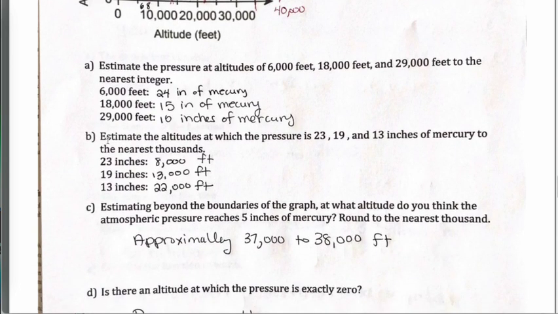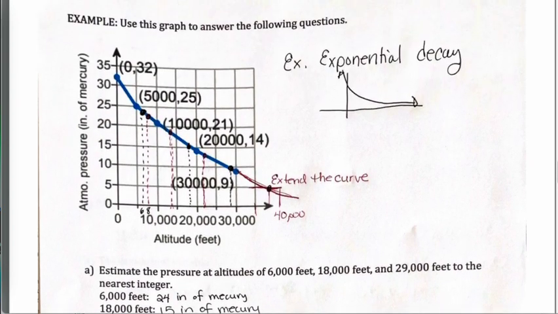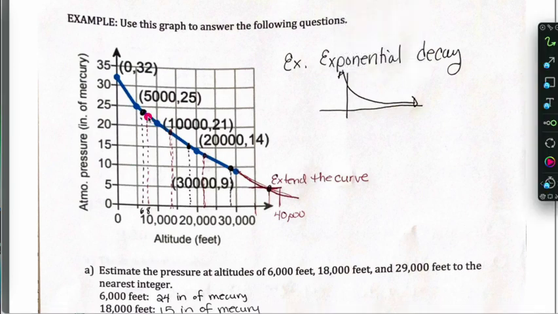Now, for part B, we're working backwards. Estimate the altitudes at which the pressure is 23, 19, and 13 inches of mercury. So now we're looking at the values on the y-axis, or the dependent variable, and we're going to use that to find our independent variable. All right, so at 23 inches, now this one I did in red so that you can see the difference. So part B is in red. About 23 inches of mercury is about right here. So if I come across and come down, that would give me about 8,000 feet.